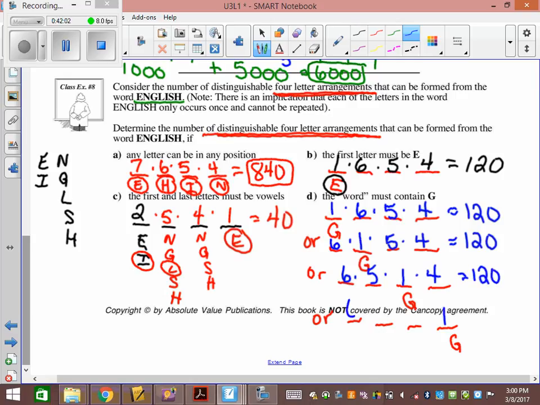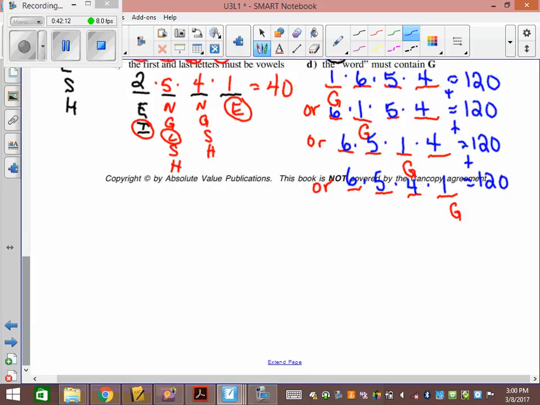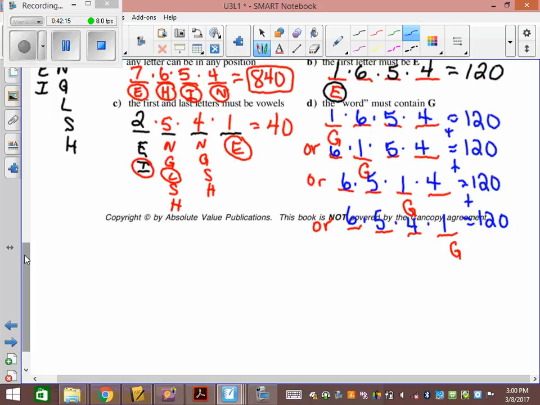And then I have 1 option. 6, then 5, then 4. So I have 120. So I can add them up. Or what could I do? Instead of doing 120 plus 120 plus 120 plus 120, 120 times 4. Because technically, this case is going to be the same answer as that case, right? So if I take 1 case and I times it by all 4 cases, I'm left with 480. So I have 480 words, 4-letter words, that contain a G from the word English. Okay?